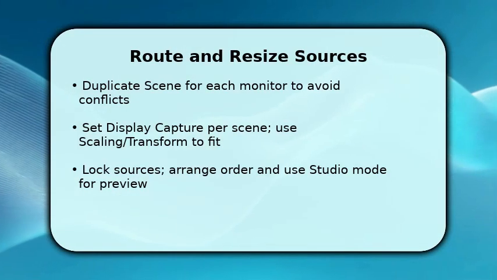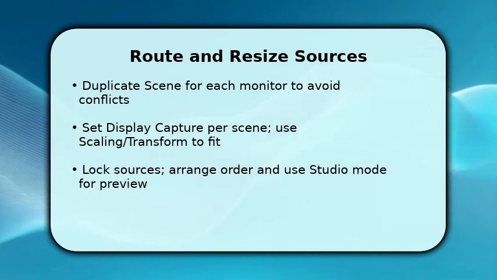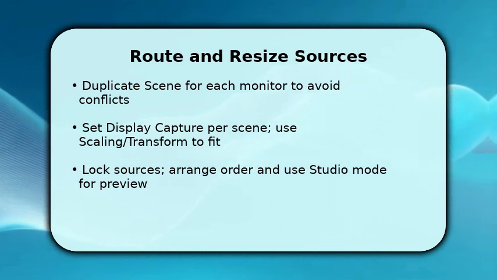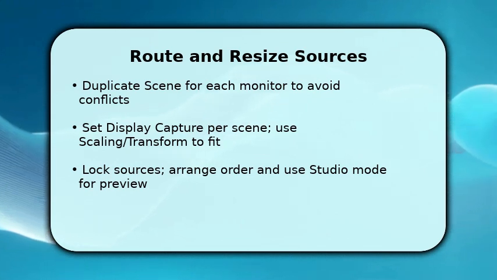Once you have one working scene, duplicate it for every additional monitor to keep settings isolated. For each duplicated scene, open Display Capture and select the correct monitor. Then use Transform to fit the canvas or set a fixed resolution. This prevents stretching or letterboxing.